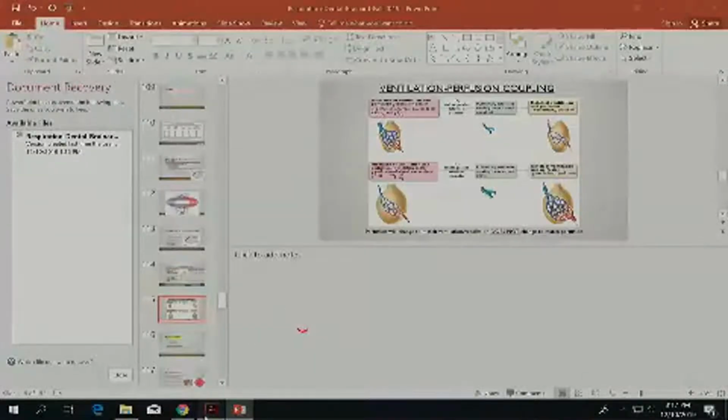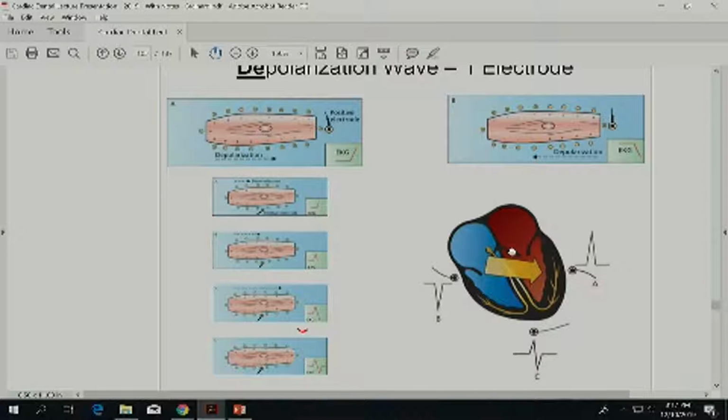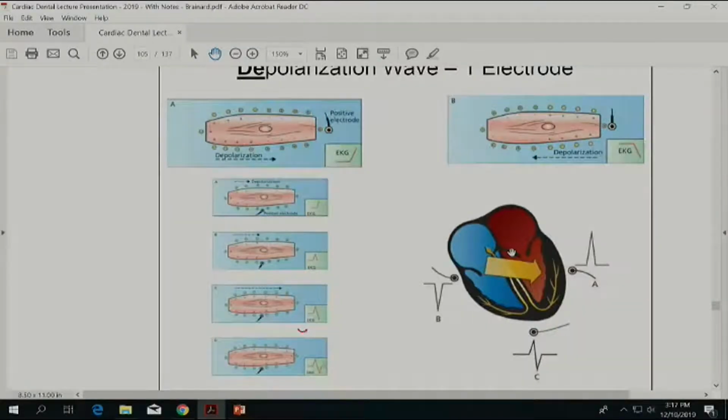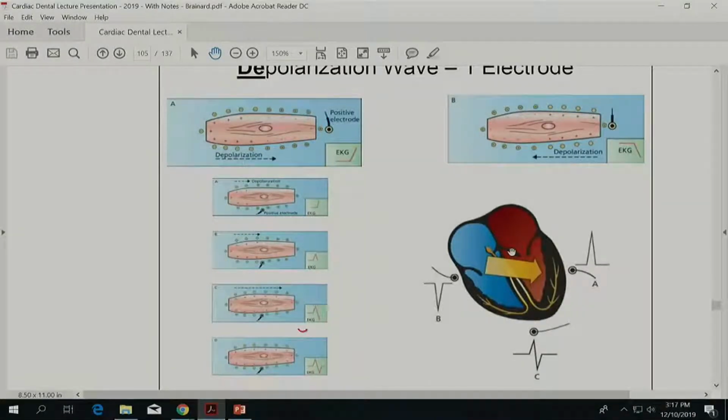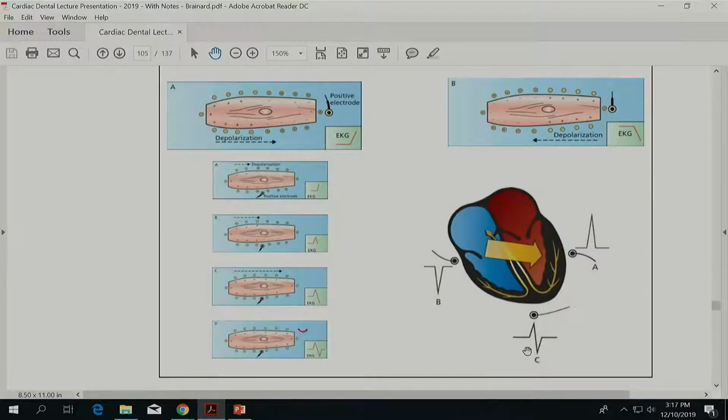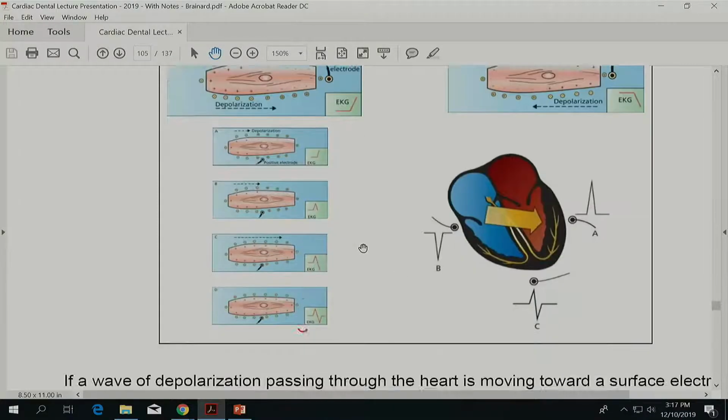When we have a depolarization wave going away from an electrode, what type of deflection does it record? A negative deflection. A depolarization wave moving towards an electrode records a positive deflection. Does that make sense? And so you can get a biphasic reading if you have a depolarization wave moving towards C because it's getting closer to it, and then it goes away from it. So you'll get a positive, then a negative deflection, and then it'll go back to isoelectric or baseline. Is everybody clear on the electrodes?